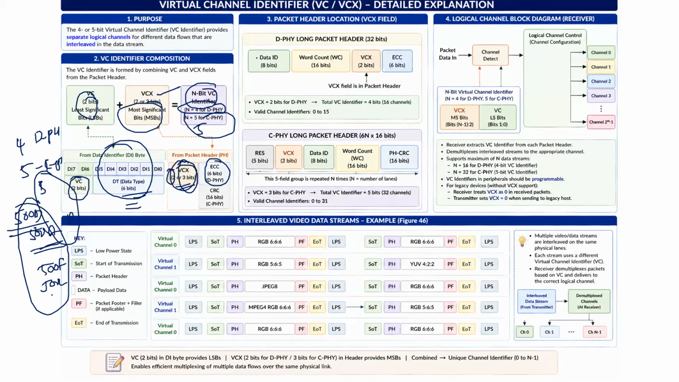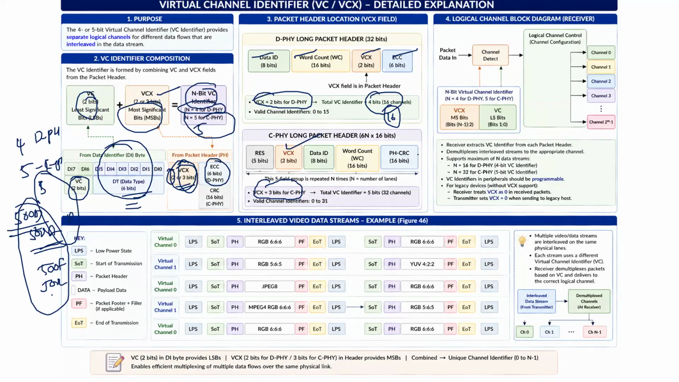So what is the D5 header? Data identifiers, word count, and VCX ECC is there. And similarly C5 VCX is there. VCX is 3 bits for the C5 layer, and 2 bits for the D5 layer. So total VCX plus VCX for the D5 layer is 4 bits we are using. That means 16 virtual channels we are using.